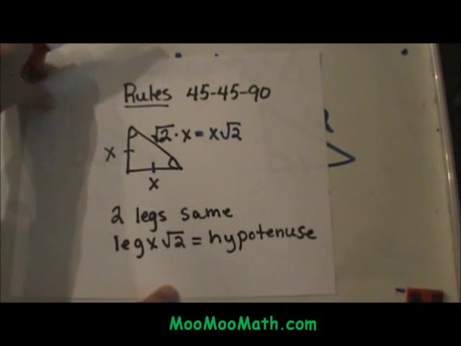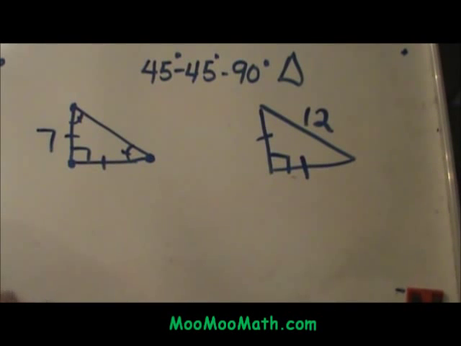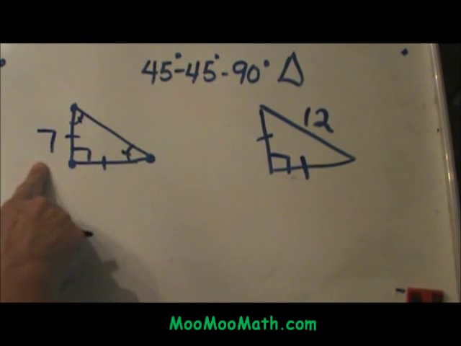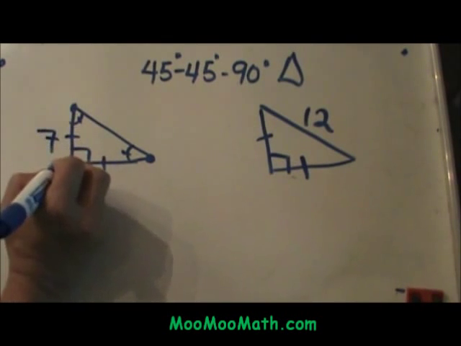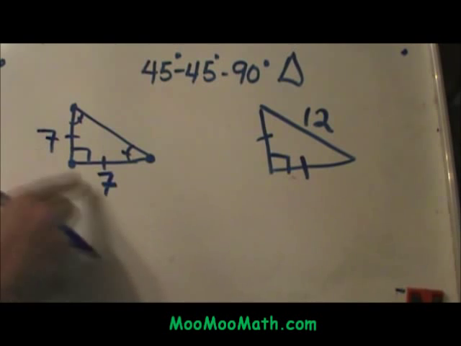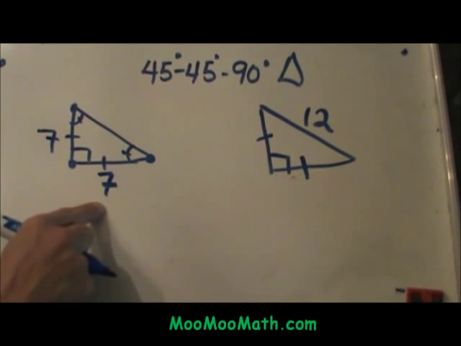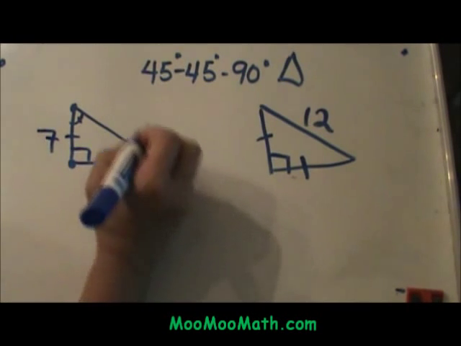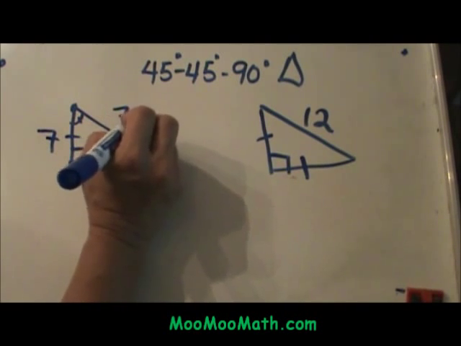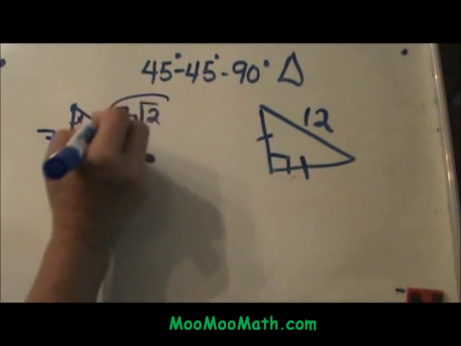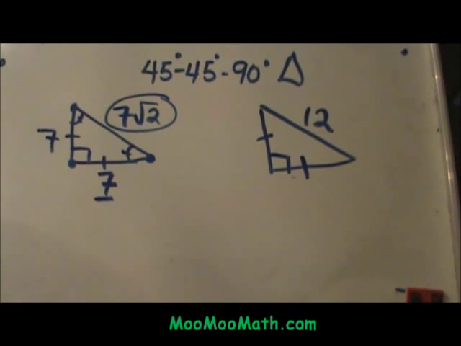So let's look at what I call a forward problem and a backward problem. The first one's a forward problem, which is really easy. If we know that this leg is 7, well, we know this leg is 7 because it's isosceles, and the ratio says I just multiply this 7 times the square root of 2 to get the hypotenuse. So it's simply 7 square root 2 for the length of the hypotenuse. You could plug that into the Pythagorean theorem, but it would simplify down to the same answer. So it's just a quick method to solve these.